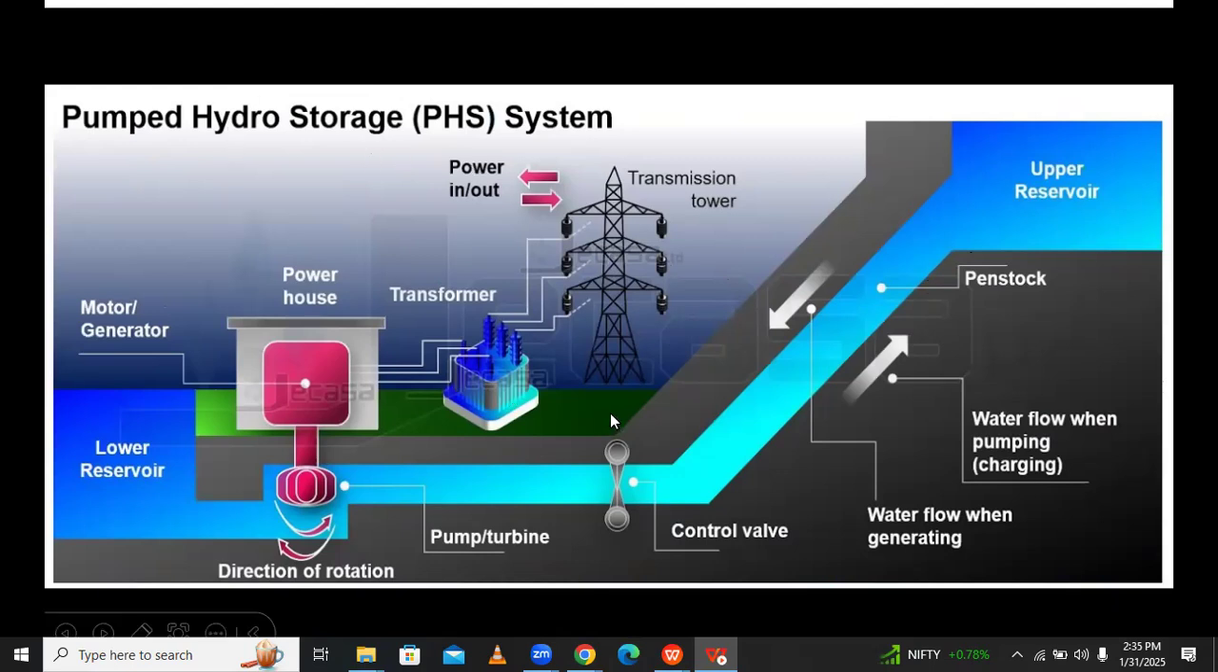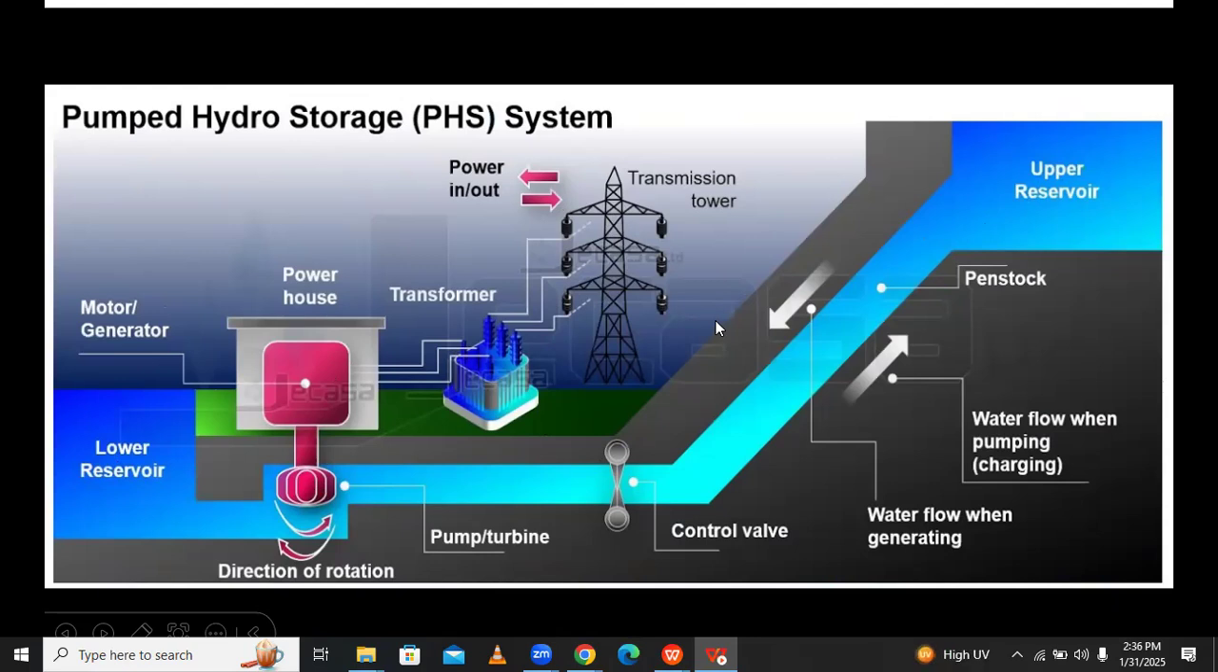It acts as a source. It generates electricity under heavy load condition on the grid to supply electricity to the grid, to the transmission lines. That is called pumped hydro storage. When the water is passing from the upper reservoir to the lower reservoir, the turbine is rotating, you can get the electricity and that is fed to the grid. That is called generation of electricity.